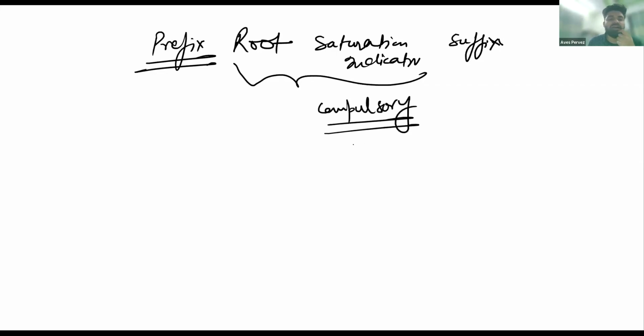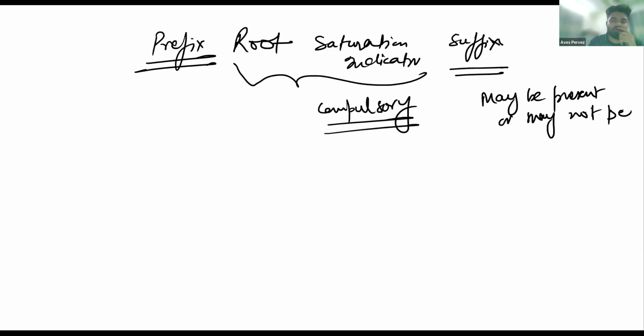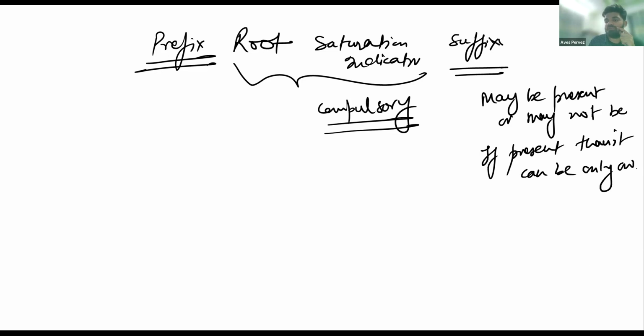Every IUPAC name should have a root and a saturation indicator. The prefix may or may not be present. The suffix may or may not be present. If it is present, it can be only one.